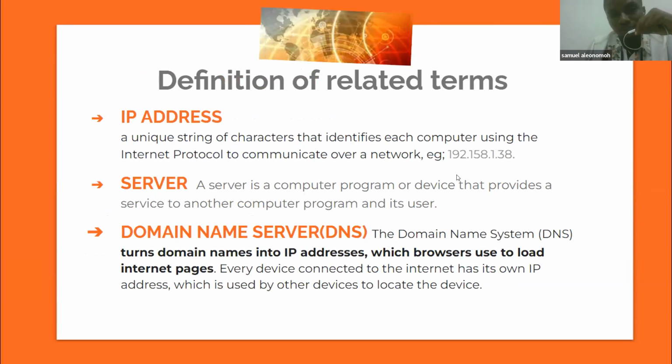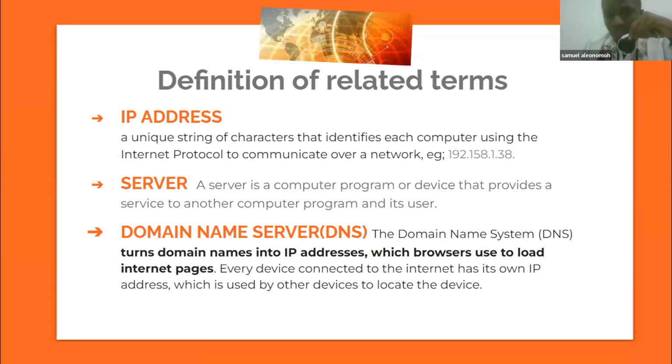To understand the presentation, you need to understand some certain terms, which are IP address, server, and domain name server. So when you hear me say DNS, I'm also talking about domain name server. It's the short form of domain name server. So what's an IP address? An IP address is a unique string of characters that identifies each computer using the Internet Protocol to communicate over a network. I'm sure you've heard about IP addresses before. They are a way the network uses to identify a computer.